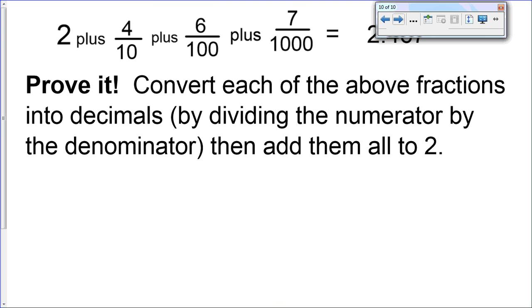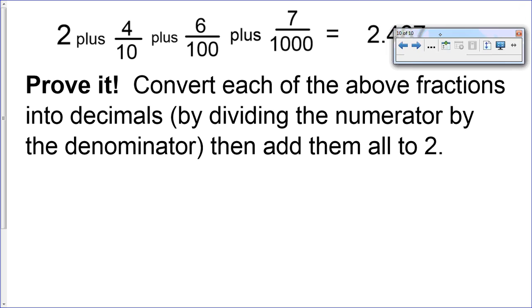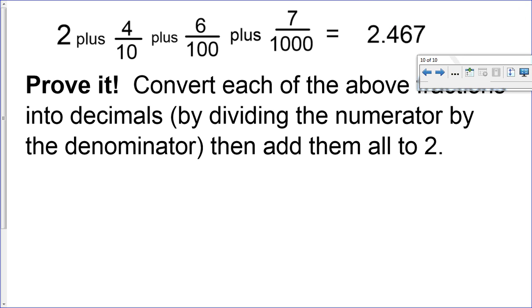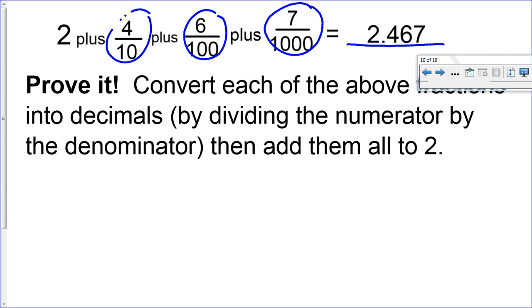So what do we always need to do? We need to prove something. Okay? So I have presented to you that 2 plus 4/10 plus 6/100 plus 7/1000 is actually 2.467. So we need to prove that. To do that, we probably want to convert those fractions to decimals. And we do that, if you've forgotten, by dividing the numerator by the denominator, or the top by the bottom.